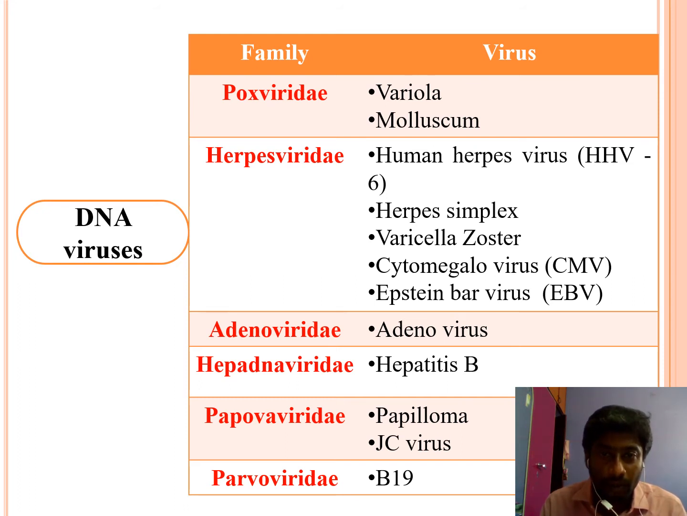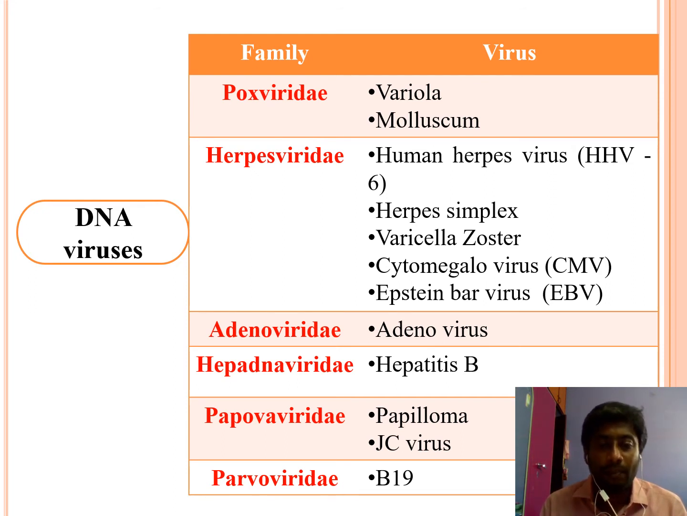The next one is herpesvirus. There are different types of herpesvirus, herpesvirus 1, 2, 3, 4, 5 and 6. We have herpes simplex virus 1, herpes simplex virus 2, varicella zoster virus, cytomegalovirus, and Epstein-Barr virus. And the third family is Adenoviridae, adenovirus, which causes eye infections and respiratory infections.